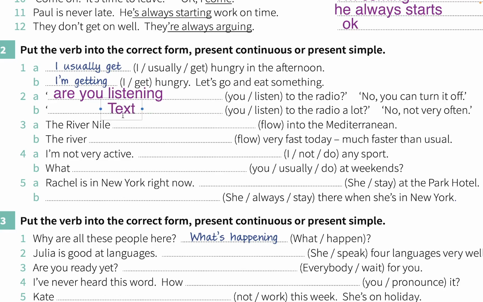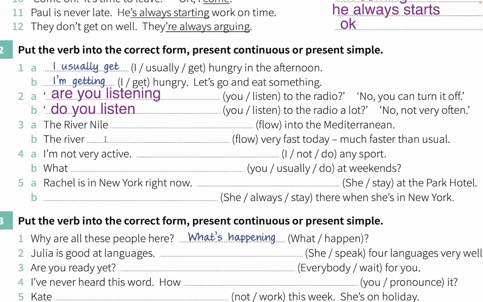Next one. 2B. Blah blah blah. You listen to the radio a lot? No, not very often. Do you listen to the radio a lot? Yes, for this one, we use do. You listen. Do you guys get it? Why is it using do, or why is it using are?